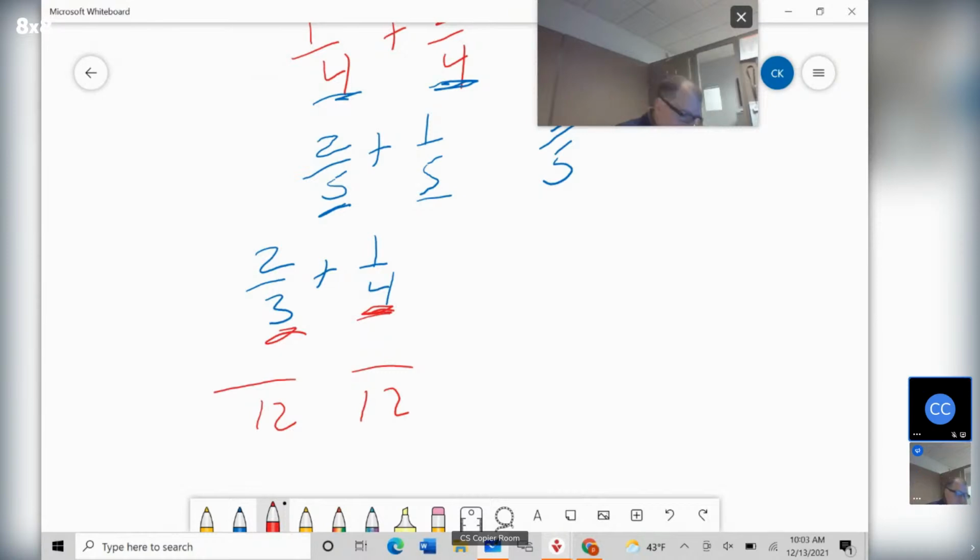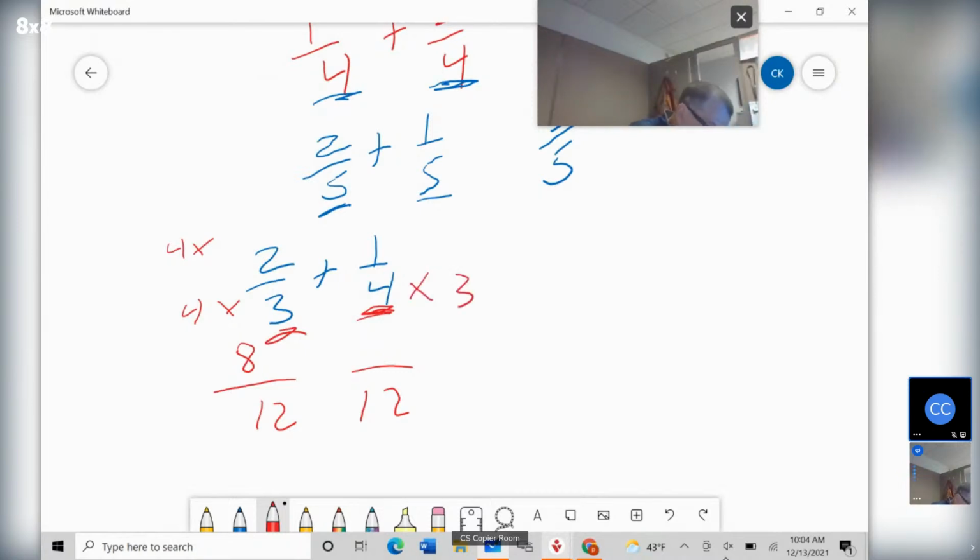What we have to realize is 3 goes into 12 4 times. So if we multiply 3 times 4, we get 12. And with fractions, if you multiply the denominator by that number, we also have to multiply the numerator. So we're going to multiply both the top and the bottom by 4. So this is going to be 8/12. And on this side, 4 times what equals 12? Well, it's going to be 3.